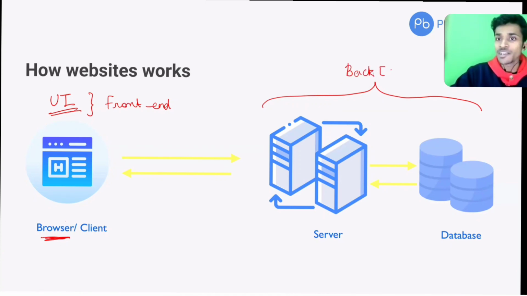Back end generally involves two things and two things alone. You have something called a server and a database. Database is like a hard disk. Think of it like that. It's like a hard disk where a lot of information will be stored. The server is going to be interacting with your browser, the UI that you have.